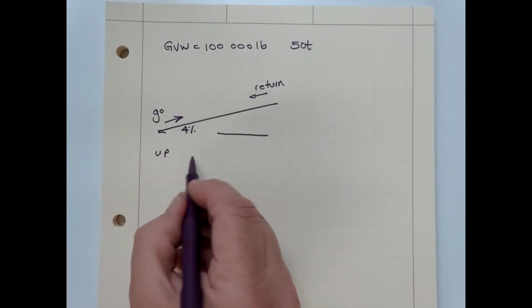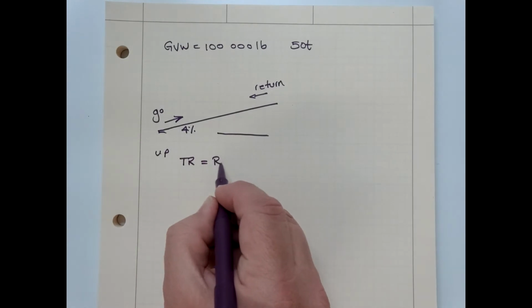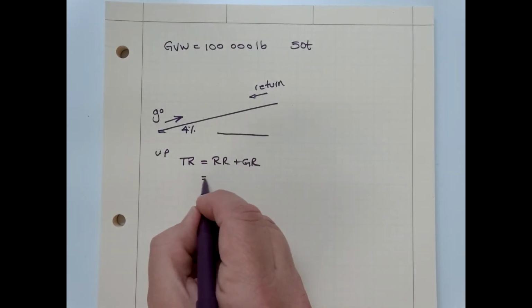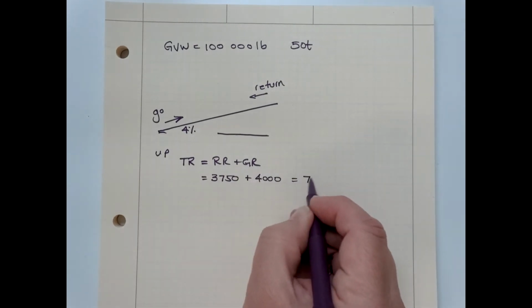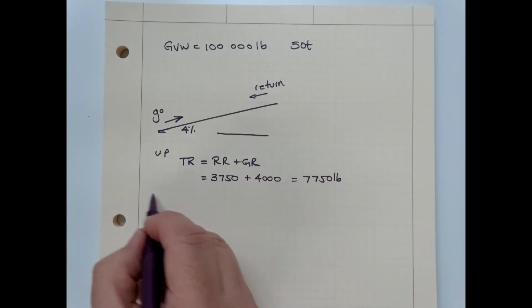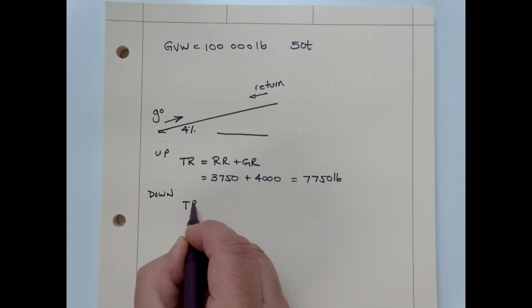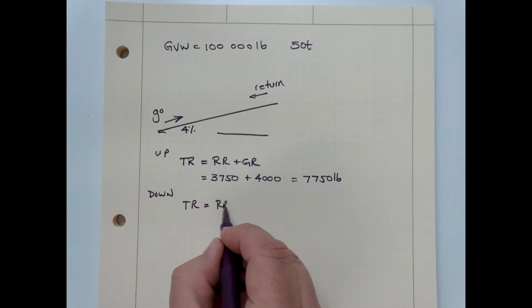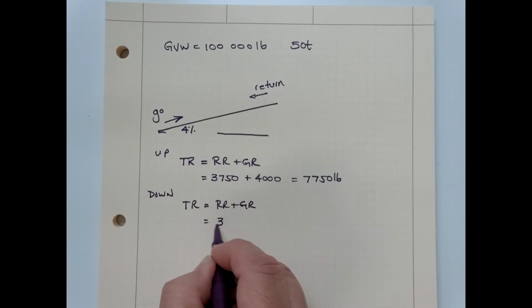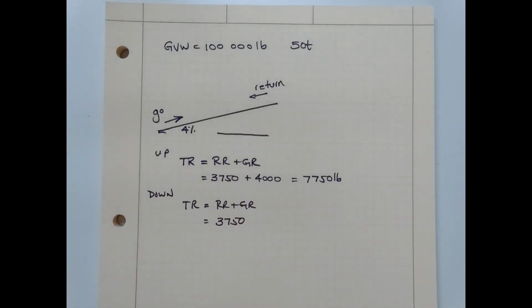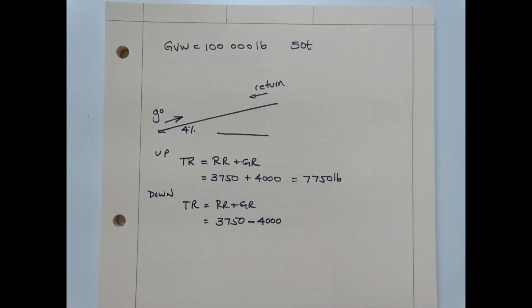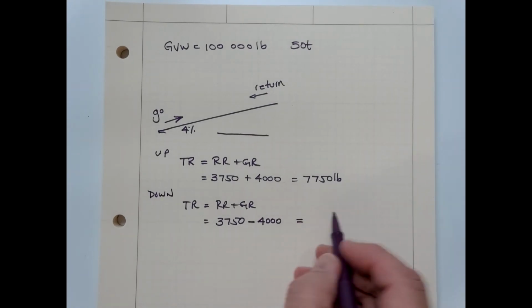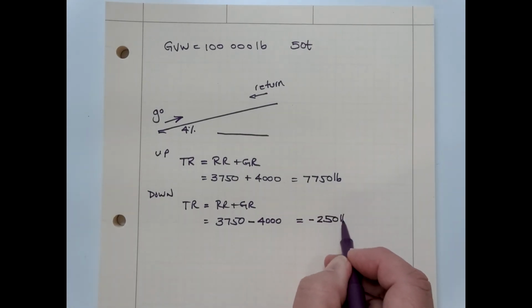Going up, our total resistance is equal to the rolling resistance plus the grade resistance, which we said was 3,750 pounds plus 4,000 pounds, for a total of 7,750 pounds. If we're going down, our total resistance is different. Our rolling resistance is 3,750, because even going down, the soil always opposes rolling. Minus 4,000 pounds, because going downhill is easier. Gravity is working for you and not against you, and that gives us a net of minus 250 pounds.